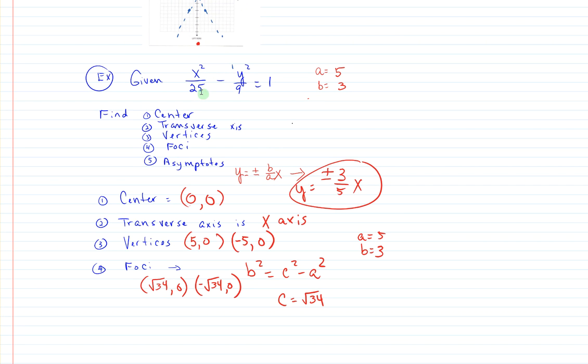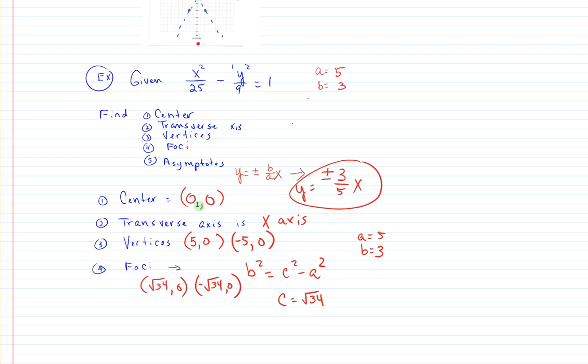So x squared over 25 minus y squared over 9 equals 1. I know my a value is 5, my b value is 3. That would let me find the foci by using this b squared equals c squared minus a squared. Plug in what you know, you end up with c is the square root of 34.